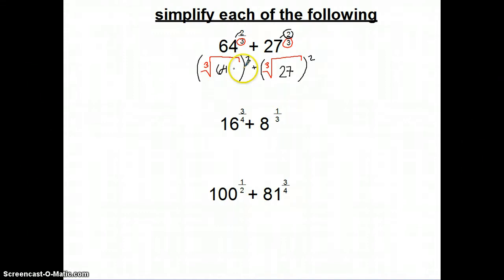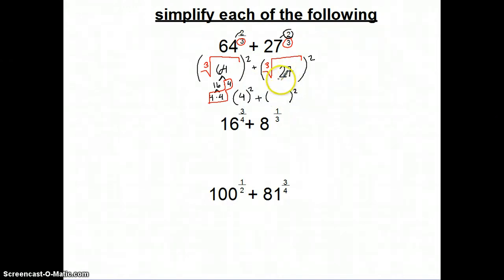So taking the cube root of 64, what I'm looking for are three numbers that multiply to 64. I can start by factoring into 16 and 4, and then continuing, I break my 16 down into 4 times 4. You may continue factoring if you want, but I found the three identical numbers that multiply to 64, so I'm going to go ahead and stop here. So what I end up with is just 4 from inside the parentheses, and that number is being squared. Plus, to the right, I'm going to find the cube root of 27 and square it.